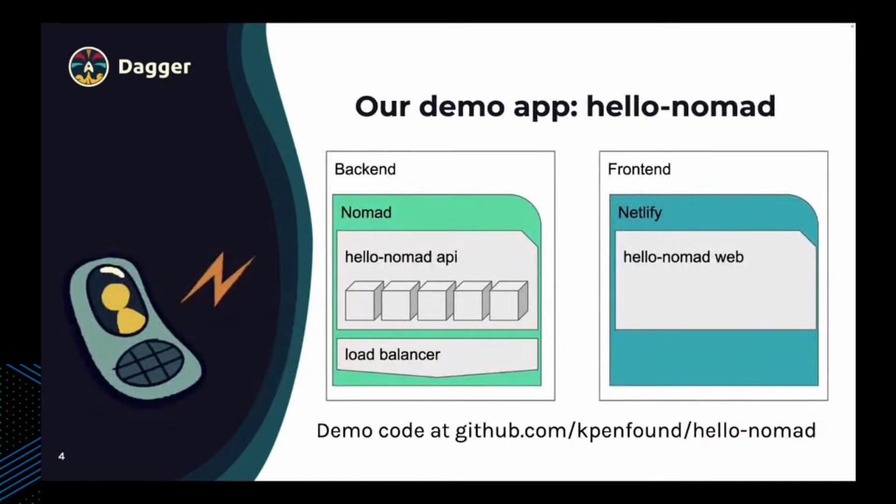For this demo, here's what our application looks like. We've got a front end and a back end. The back end is an API that runs as a service in Nomad. It's an HTTP listener, so we send HTTP requests to it and it sends things back to the client. This backend has a load balancer in Nomad as well, so that we can balance the load across all of our allocations running in Nomad. And then the front end is just a static site that we've deployed to Netlify.